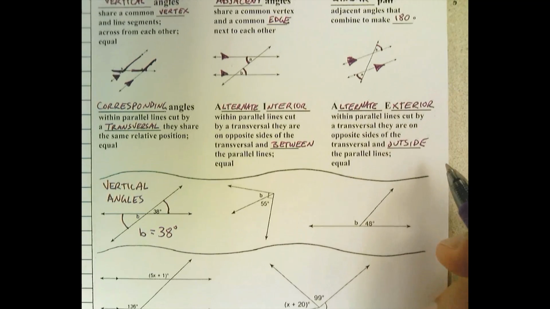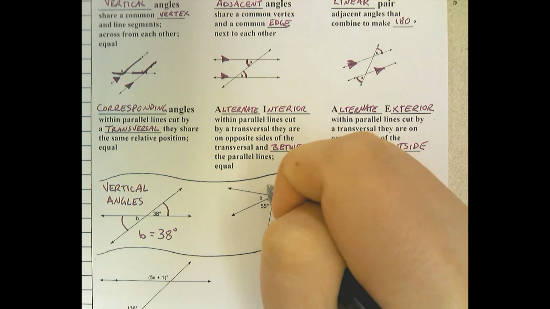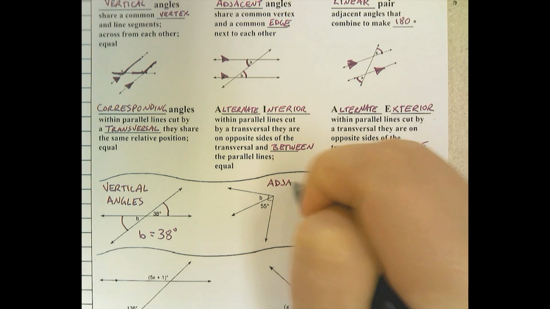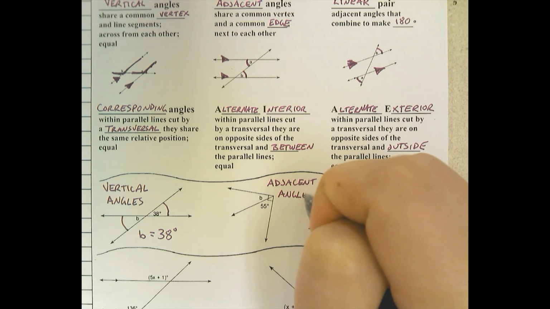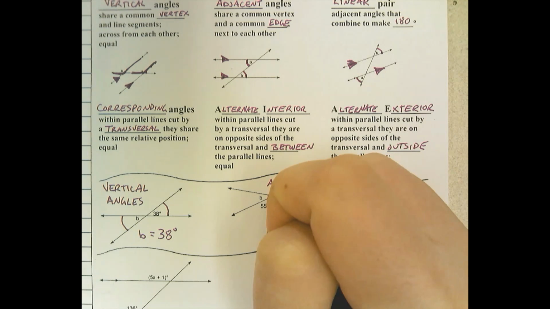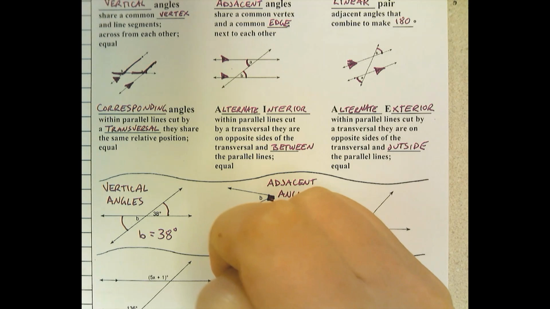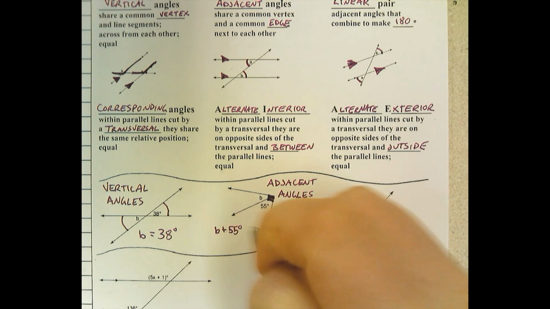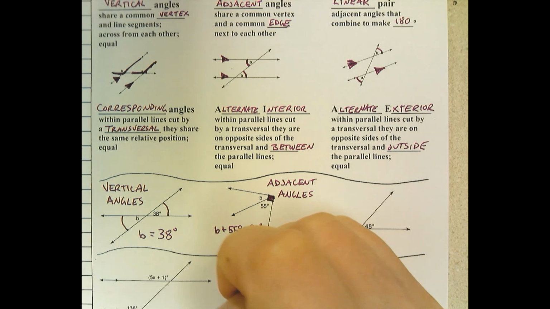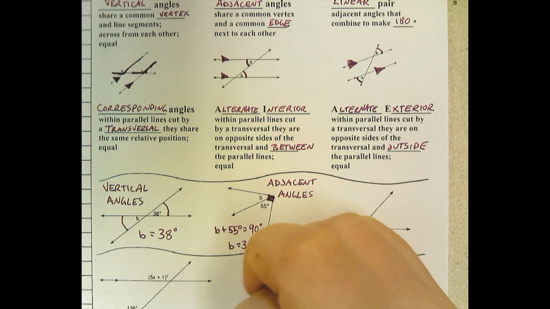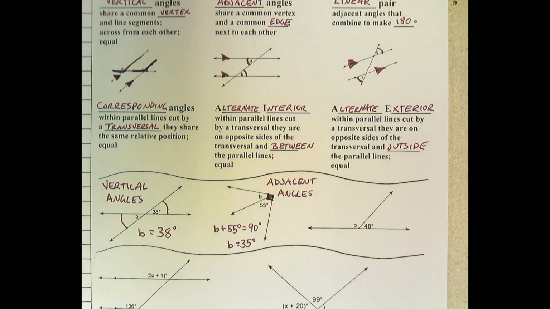Right here we have two angles that are side by side, so these are adjacent angles. And because we've been provided the information that this is a right angle overall, we're able to conclude that B plus 55 degrees is equal to 90 degrees, and we use that to conclude that B is equal to 35 degrees. We subtract 55 from both sides, and now we have the measurement of B.